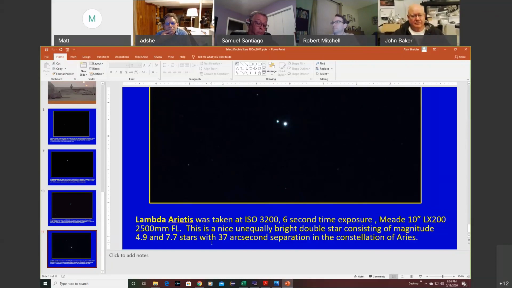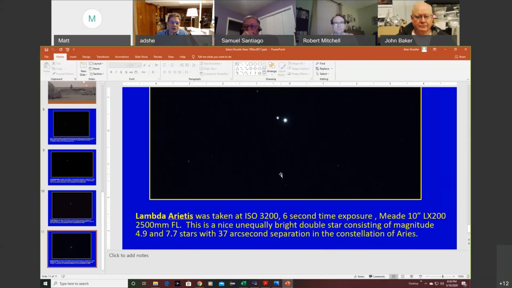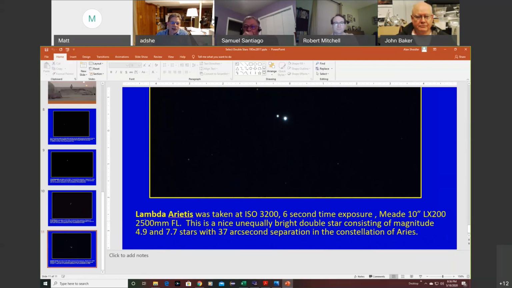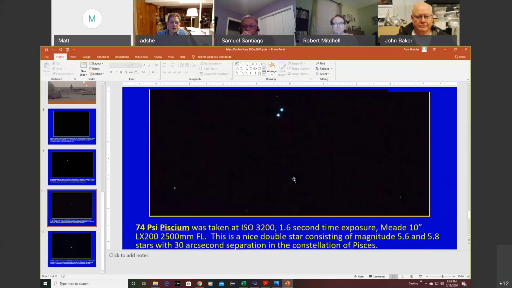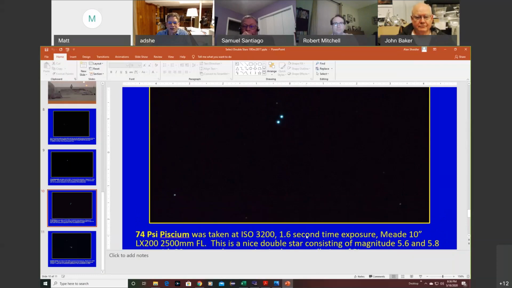Yeah. Well, that gives me a lot of hope actually, because obviously the club has a Meade 10-inch f/10 available. So yeah, this is a lot more doable than I was thinking it was. It is doable. I don't know how close the separation you can get, but these ones that are wide, like 8, 10 arc seconds, or 37 arc seconds, those are easy to split. You can do that, and they're bright. So a couple second exposure is all you need for a lot of these.